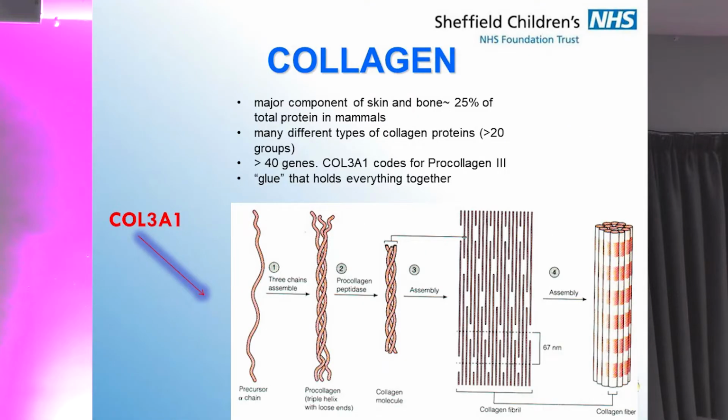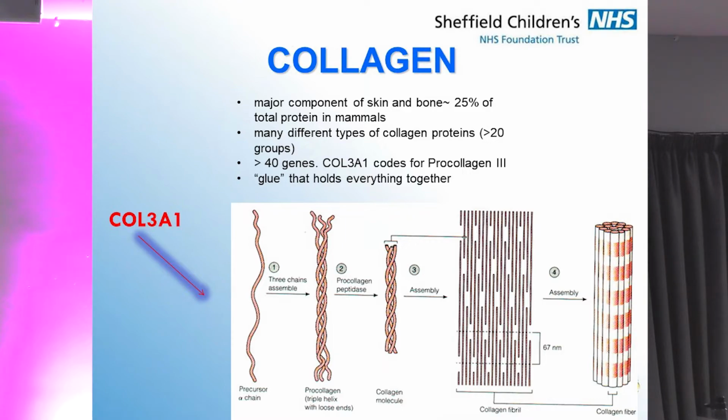So the COL3A1 codes the pro-collagen type 3 molecule, as indicated on the far left. That's the initial moiety that's produced. These then form trimers as pro-collagen. They undergo modification into the collagen molecule, and then they form collagen fibrils, and then fibers.